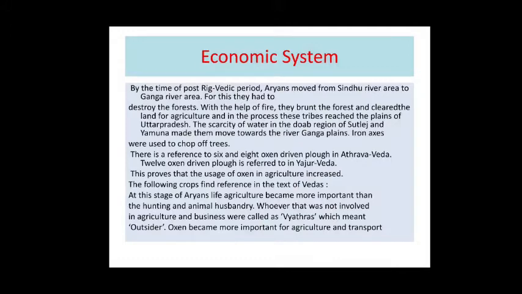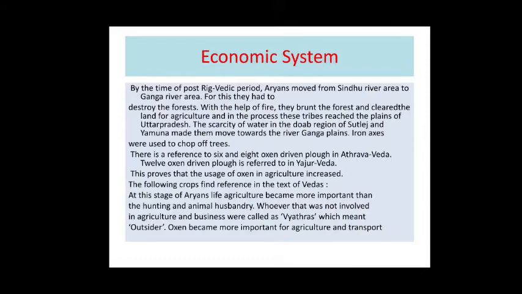So next system, economic system. By the time of the post Rigvedic period, Aryans moved from the Sindh river or Indus river area to the Ganga river area, so they migrated. From this they had to destroy the forest with the help of fire, sometimes they burned the forest and cleared the land for agricultural purpose, and so they continued the process and tribes reached the plains of Uttar Pradesh, the Gangetic Plain only. The scarcity of water in the Doab regions of Satluj and Yamuna made them move towards the river Ganga plains.